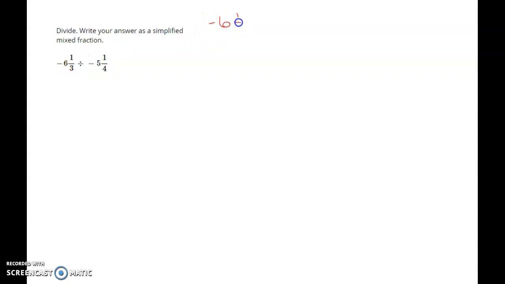So if you remember to do that, we just multiply the denominator by the whole number here. So 3 times 6, add the 1, and put them all over 3. So this one is just going to be 19/3. The other one, and actually it'll be negative 19/3, negative 5 1/4, we do the same thing.